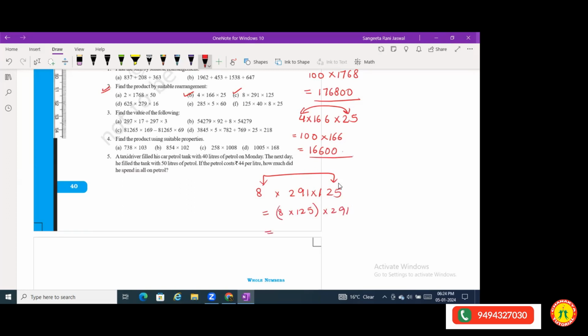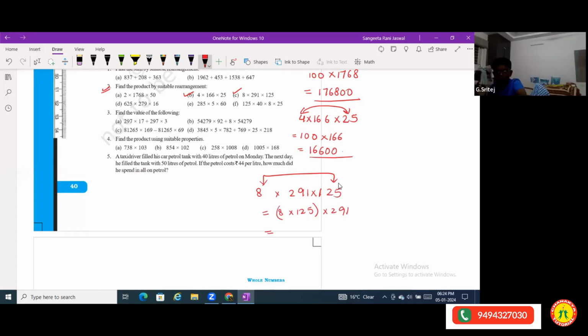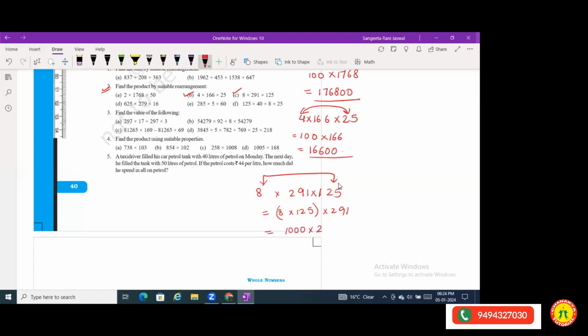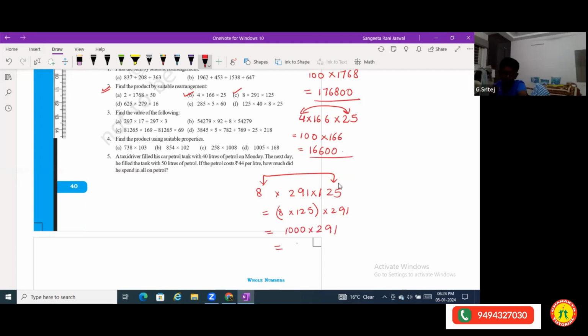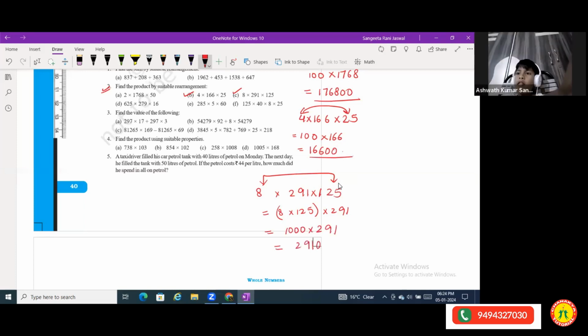Okay. So 125 into 8 gave you what? 1,000. Okay. Into 291. Then what did you get? Ma'am, 291 and then 3 zeros. 2 lakhs 91,000. Very good.